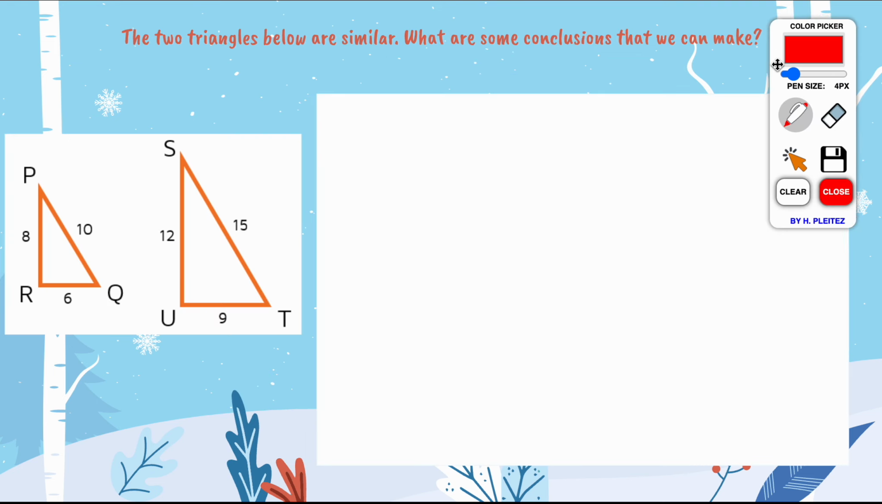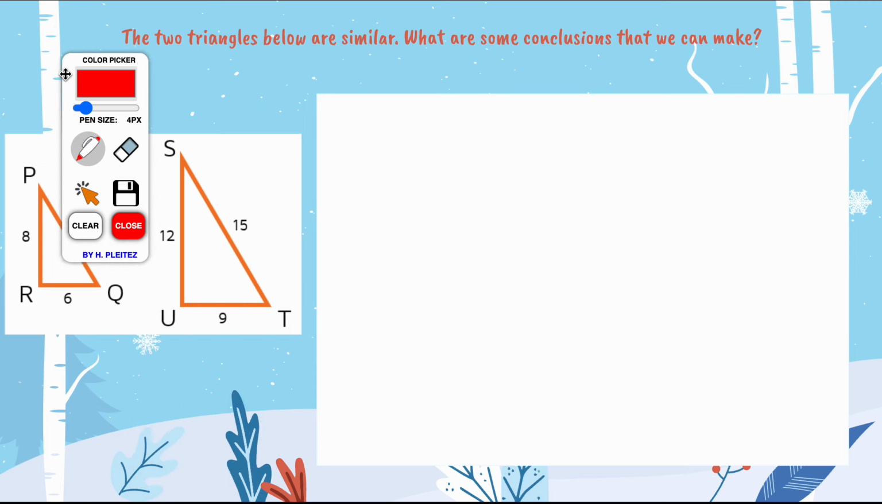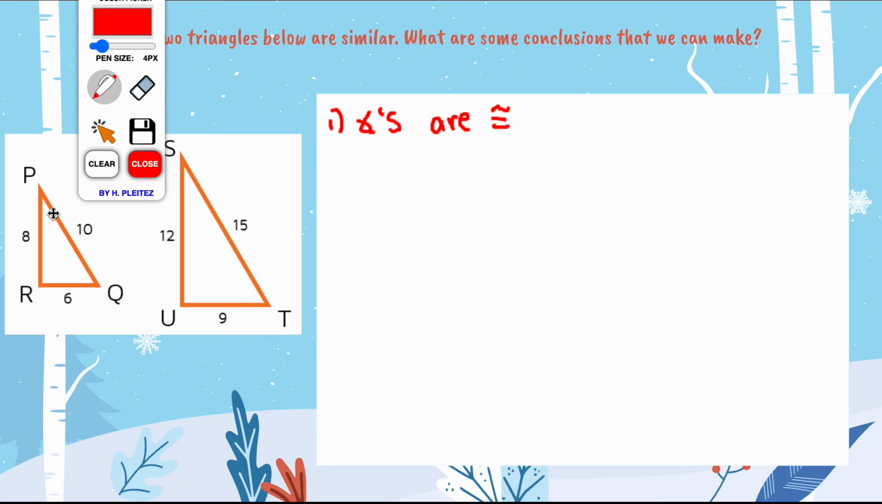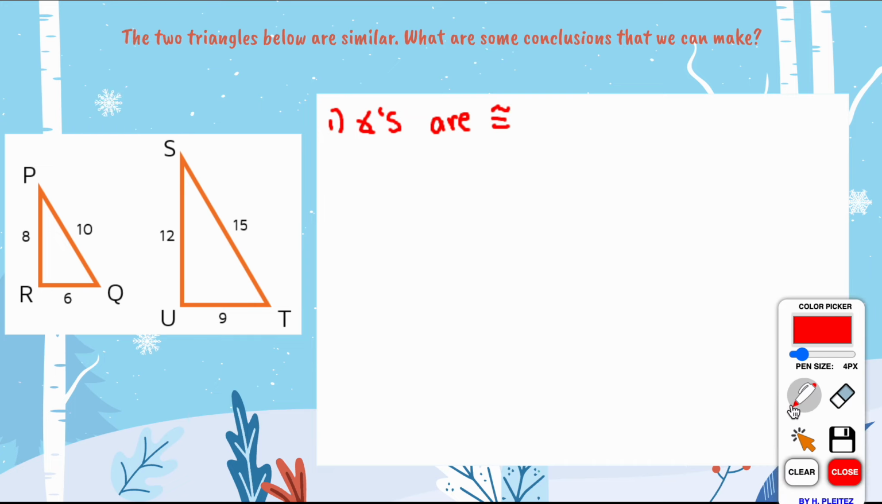It says the two triangles below are similar. What are some conclusions that we can make? Well, these conclusions are going to come exactly from that definition we just spoke about. The first thing we talked about was that all corresponding angles are congruent. Which angles? Well, we have to see which ones are corresponding. So some conclusions that we can make: angle P is congruent to angle S.